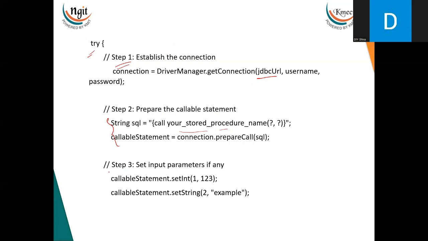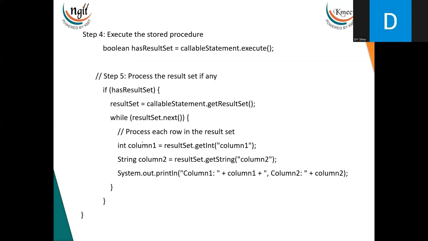And next, coming to step 3, set input parameters if any. This line sets the first input parameter to the integer, okay? And this line sets the second input parameter as a string. And next, coming to execute the stored procedure. Here, we have to execute the stored procedure, and it is going to return a Boolean.